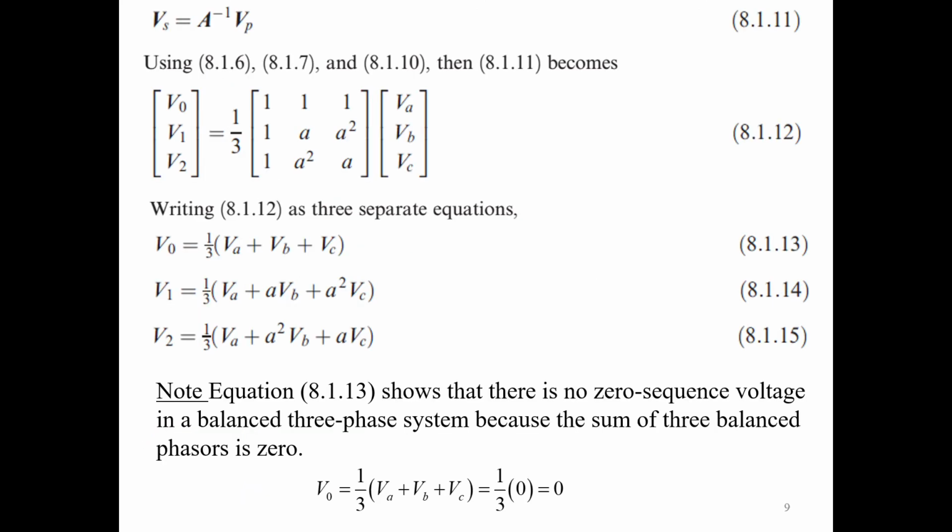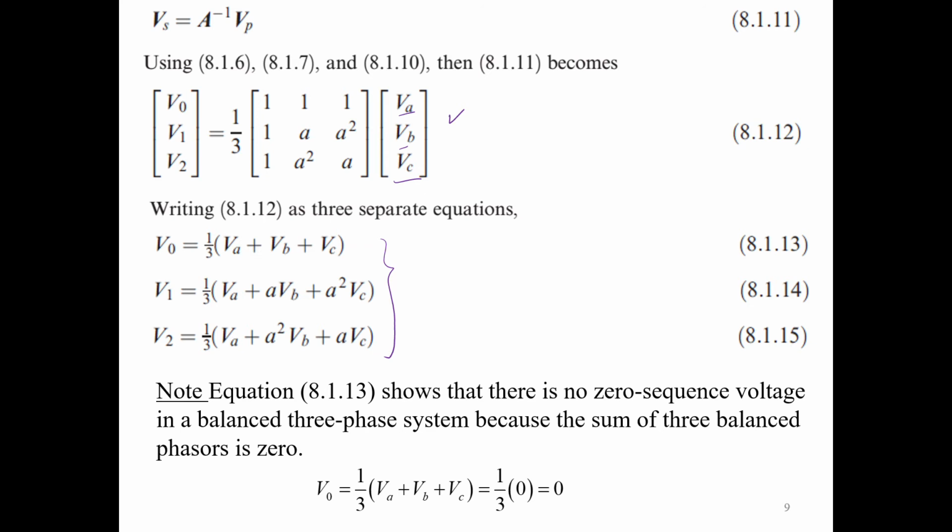Now, this is the equation that we have to deal with. You know the VA, VB, VC, you know the V phase, and you want to find the V0, V1, V2. We want to know how much the sequence voltage is. So basically you have to deal with solving these three equations. It's the same equation, but this is written in the matrix form, and this is written in three separate forms.